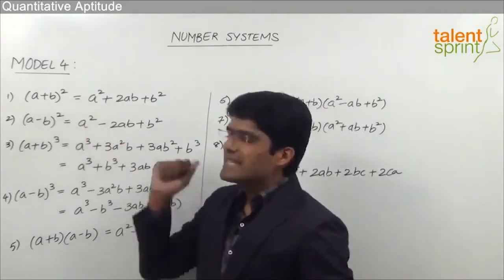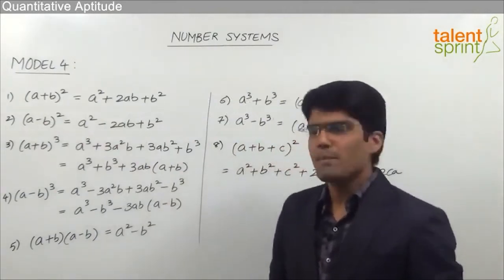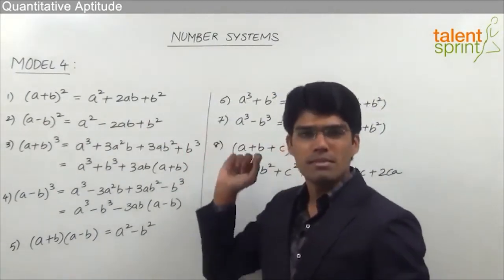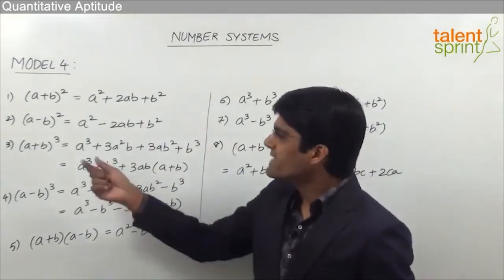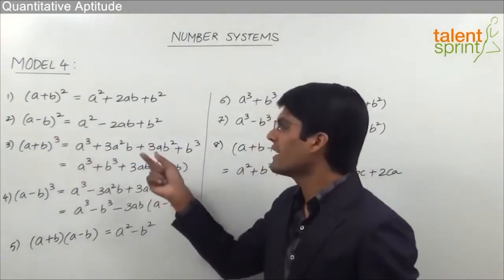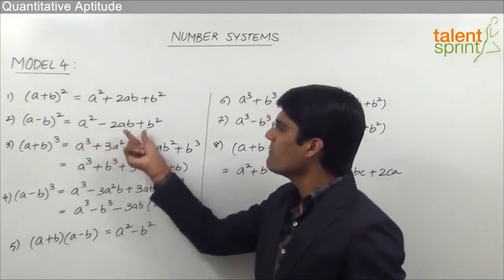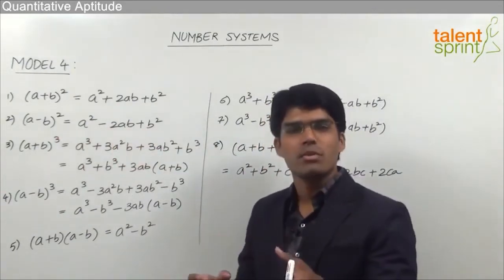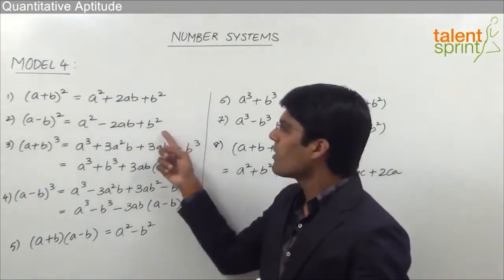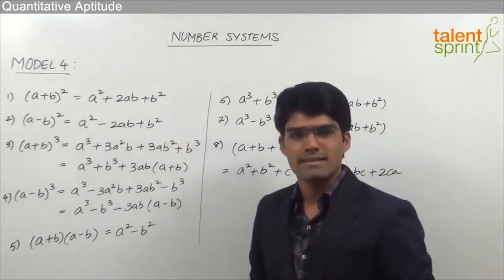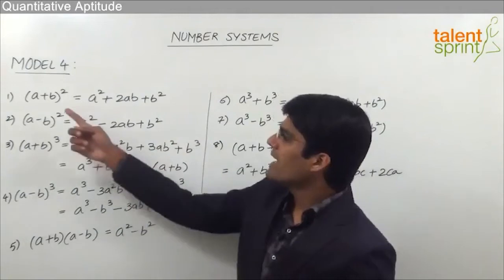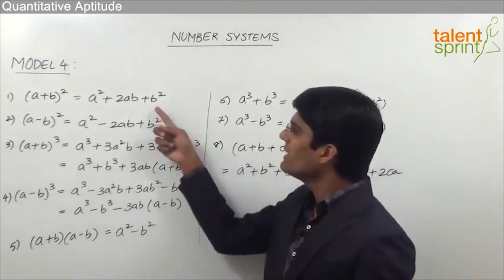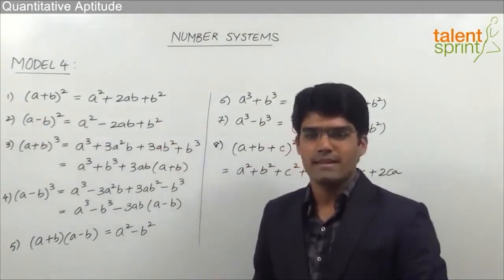The first one here is a plus b whole squared. A plus b whole squared is equal to a squared plus 2ab plus b squared. Next is a minus b whole squared. That should be taken as a squared minus 2ab plus b squared. That means when a plus b whole square or a minus b whole square is expanded, the product obtained will be as shown on the right hand side.